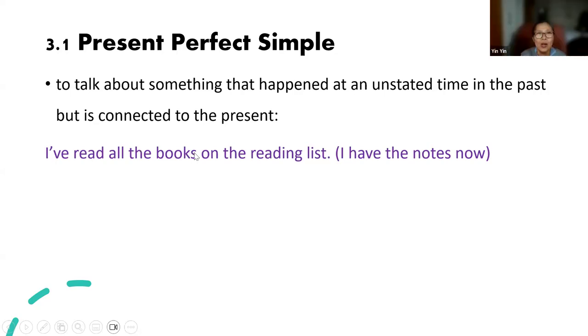I have read all the books in the reading list last week or this week or today, nothing. But now I have the notes.